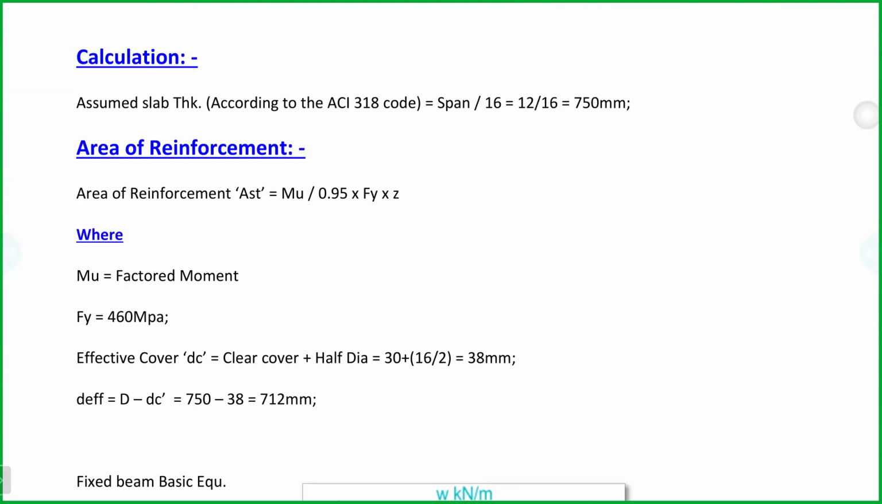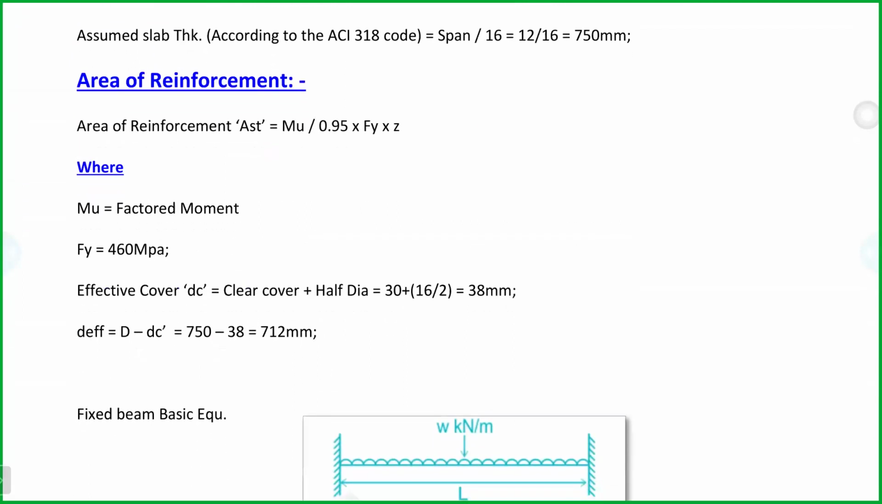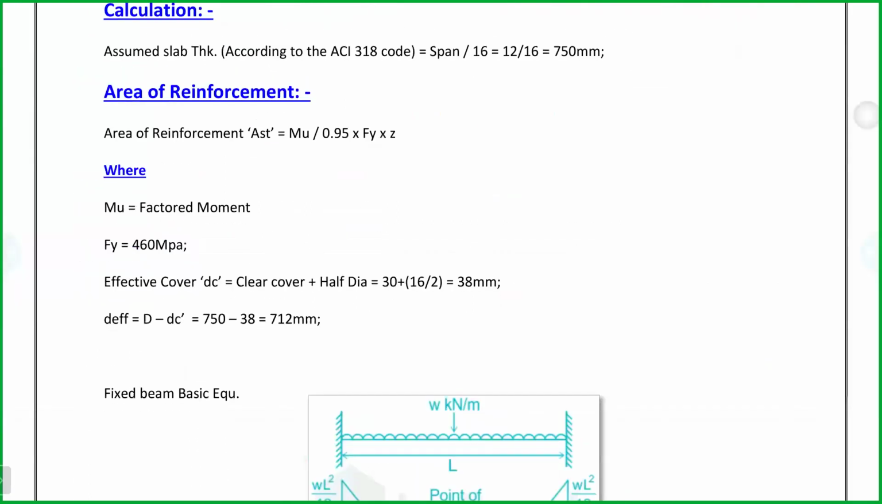So span by 16, which is 12 meters, because the one you are talking about is a bigger span. Okay, 12 meters. So 12 by 16, you are getting 750 millimeters. Okay, so the area of the reinforcement, this is the common equation for the area of the reinforcement.